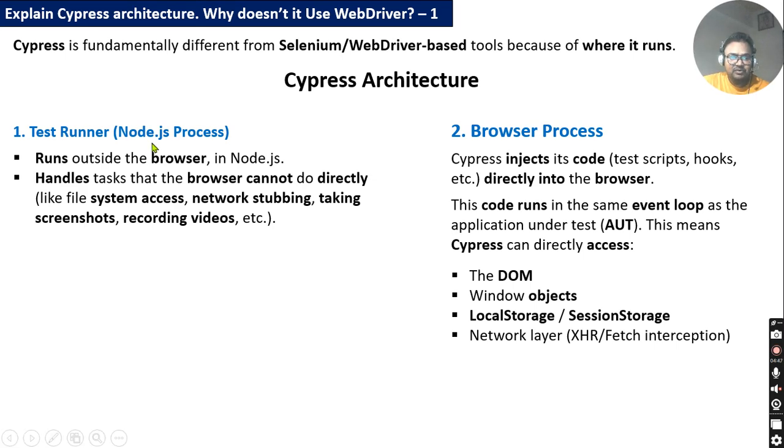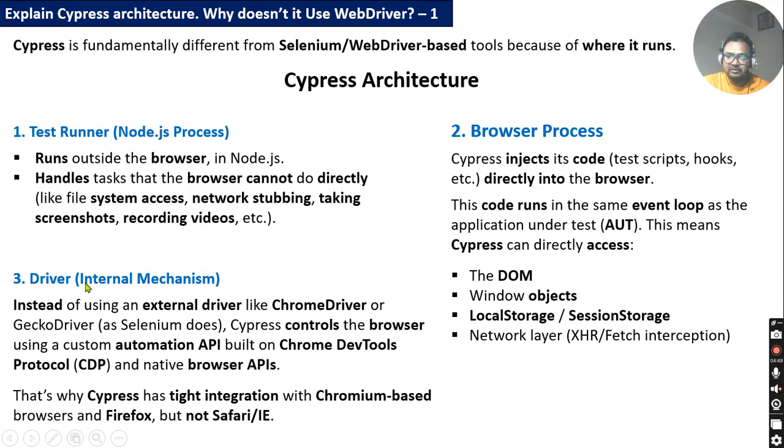Then the third component, the driver, an intermediate mechanism. Instead of using an external driver like ChromeDriver or GeckoDriver that we use in Selenium, Cypress controls the browser using a custom automation API which is built on the Chrome DevTools Protocol and the native browser APIs.